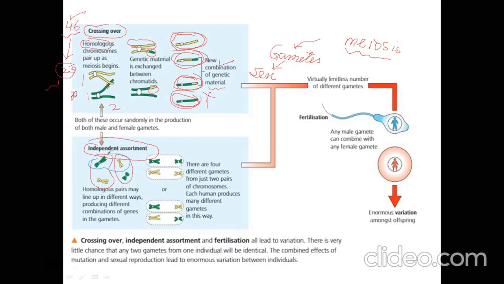So this homologous chromosome can make a combination with this, right? Or this homologous chromosome, the green one, big. This can make a combination with this, correct? Like this can go with this, am I clear? Or even with this. And this homologous chromosome can make a combination with this, and this one can also go with the yellow one, right? So if you check here, four different gametes form from just two pairs of chromosomes.